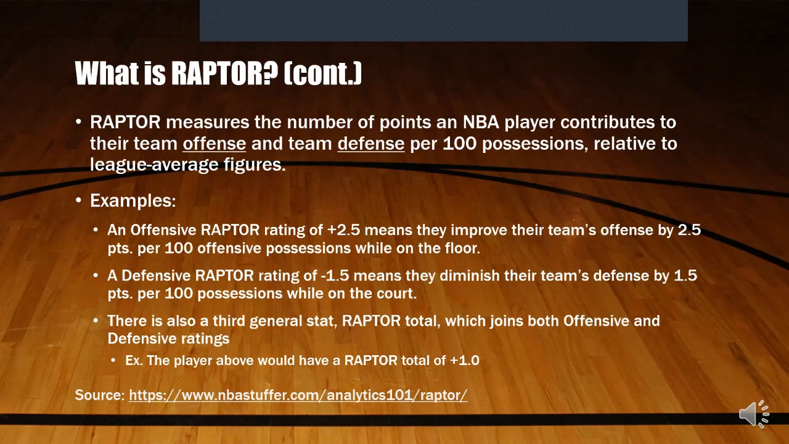There's also a third general stat, which is Raptor total, which essentially just joins both offensive and defensive Raptor ratings. So the player above would have a Raptor total of plus 1.0.